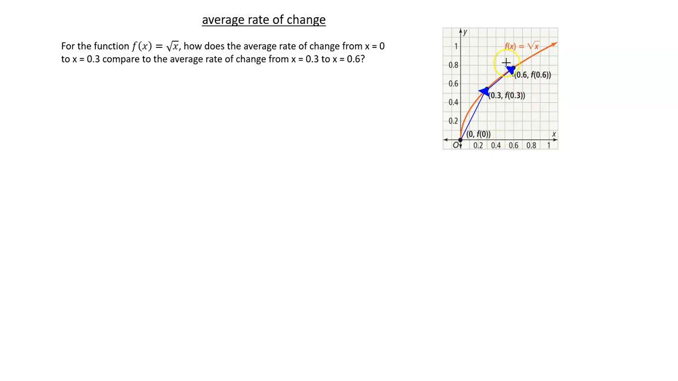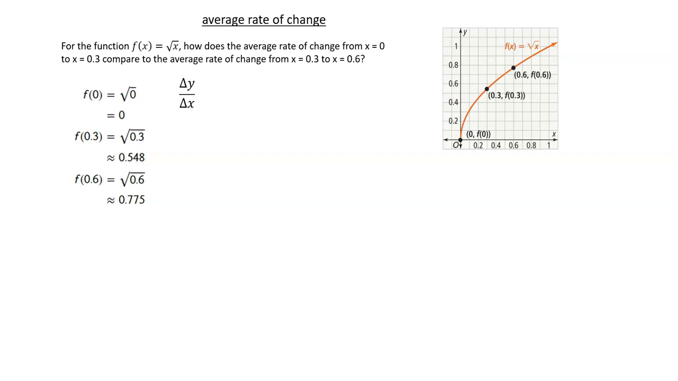Well, in order to find the average rate of change, we want to find first these values, when x is 0, when x is 0.3, when x is 0.6. We can see on the graph those values are plotted out. Of course, we could always use a calculator. The square root of 0 is 0. The square root of 0.3 is approximately 0.548. And the square root of 0.6 is approximately 0.775.